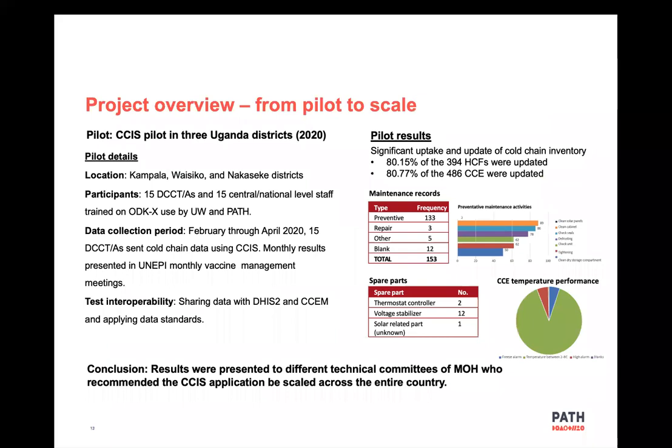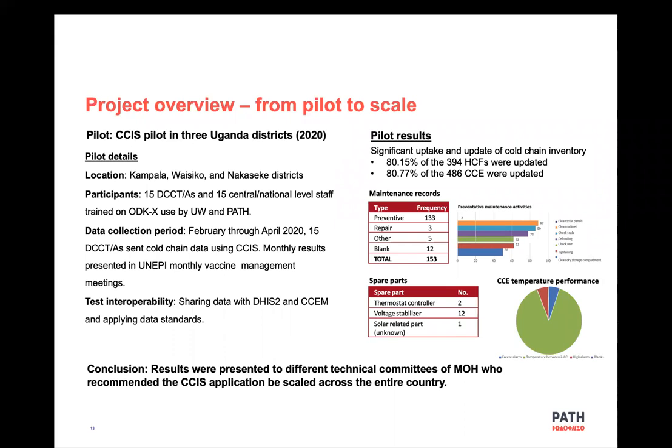So just a quick overview of the project itself. We did a pilot back in 2020, started in 3 districts, and with the help of University of Washington in Seattle and PATH supporting UNEPI, it proved some great results on the right side. Just within the first 30 to 90 days, almost 80% of the facilities were updated, and almost the same for the number of refrigerators. We were able to extract a lot more granular data in terms of the maintenance records, the types of activities conducted, the spare parts consumed, as well as some of those charts there showing the types of activities, as well as some temperature logging.